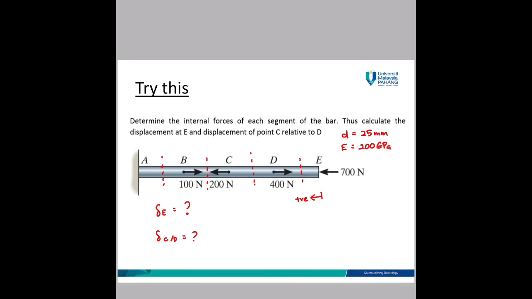And then when you calculate, you will get the answer. Please try this one. You will get the answer negative 3.2592 times 10 negative 5 meter. Negative means E moves towards the left. And CD is equal to negative 6.111 times 10 negative 6 meter.